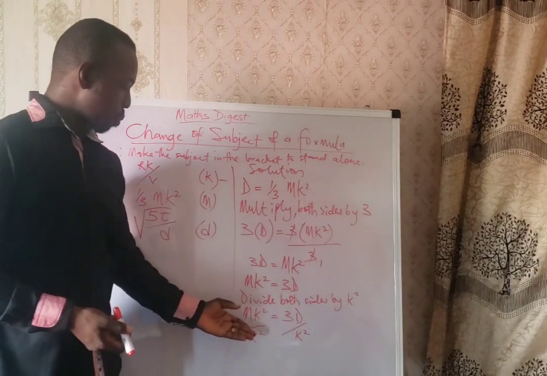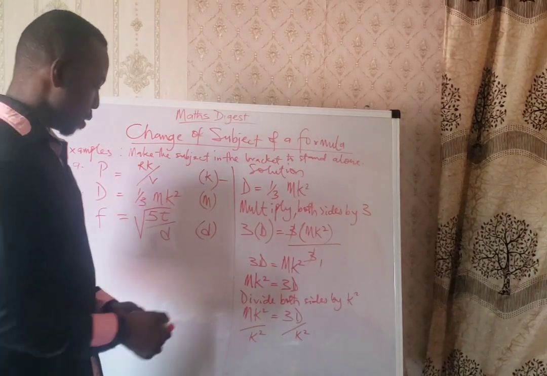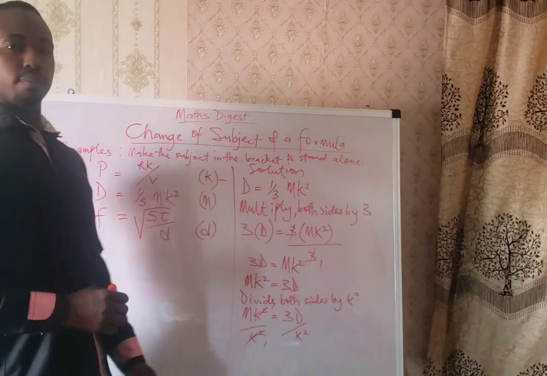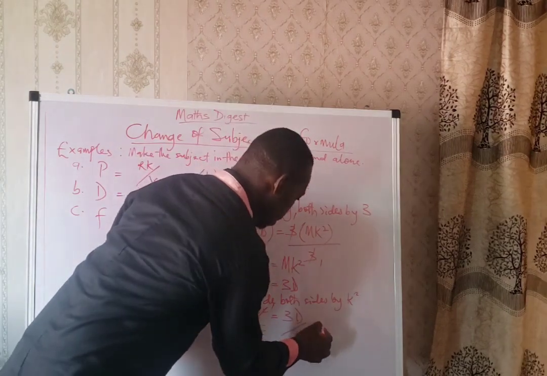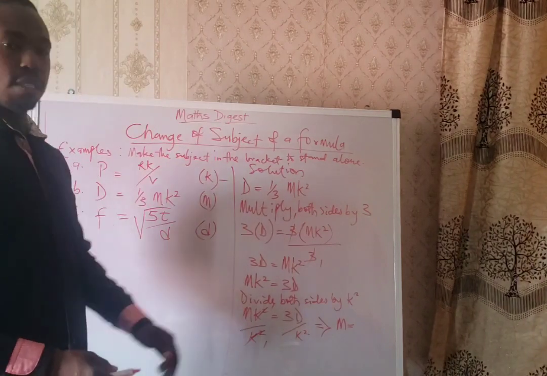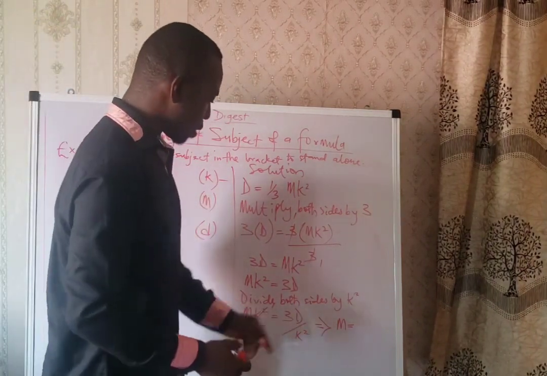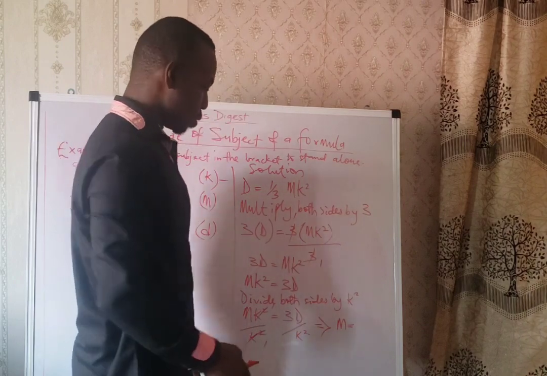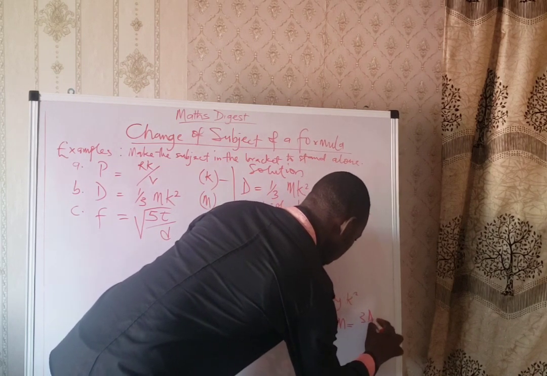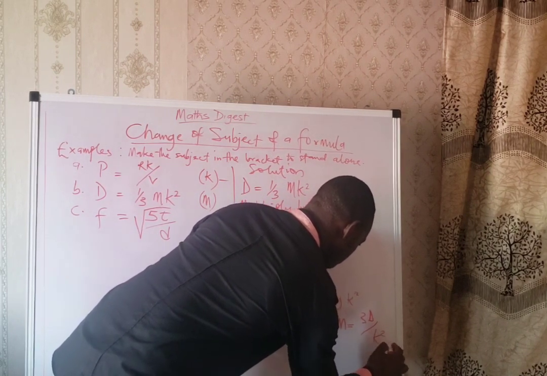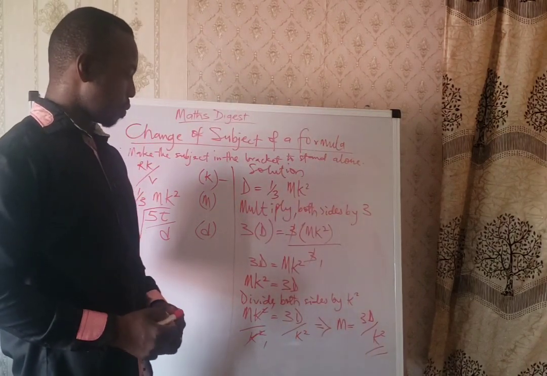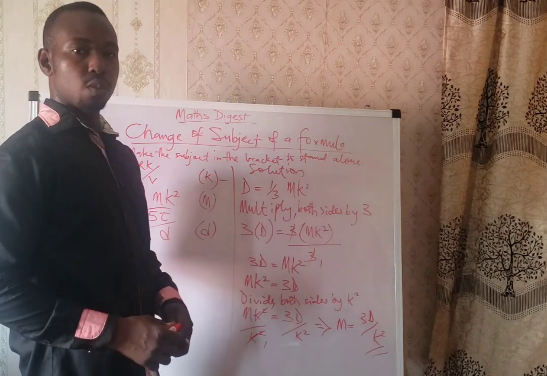Okay. Now from this, we can say k squared cancels itself, 1. Cancel here, 1. Okay. Now we are left with, this implies that m is what is left at this left hand side. Now we come to this, nothing to divide here, so we move this to the other side. So this becomes our final answer: m equals 3d over k squared.